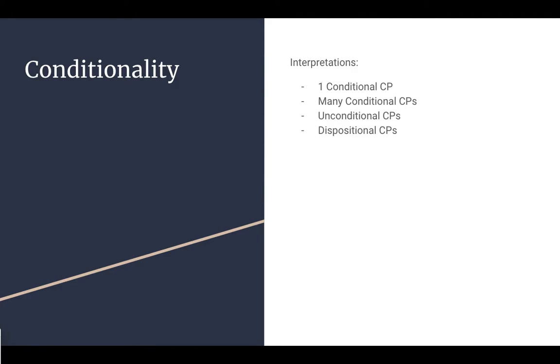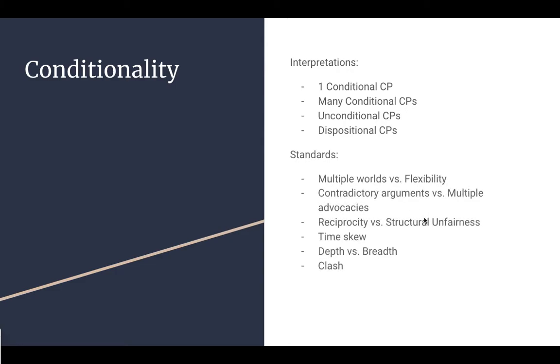Maybe the affirmative team says the negative team should only run unconditional counterplans, or they shouldn't be allowed to kick their counterplan. They have to extend it into the 2NR. Or maybe they say we should have a dispositional interpretation where the negative team has to meet certain conditions in order to actually be able to kick the counterplan. So a couple of standards that are associated with this idea of conditionality: multiple worlds versus flexibility, contradictory arguments versus multiple advocacies, reciprocity versus structural unfairness, time skew, depth versus breadth, and clash.